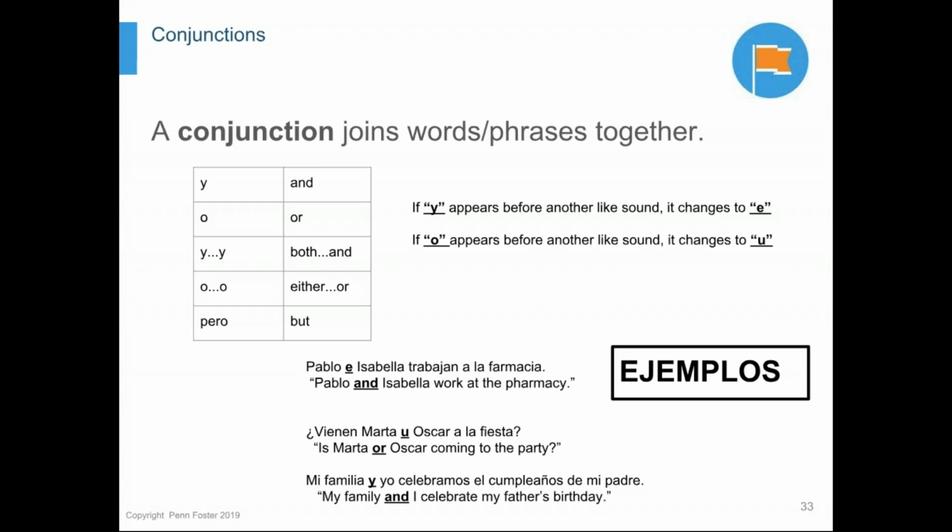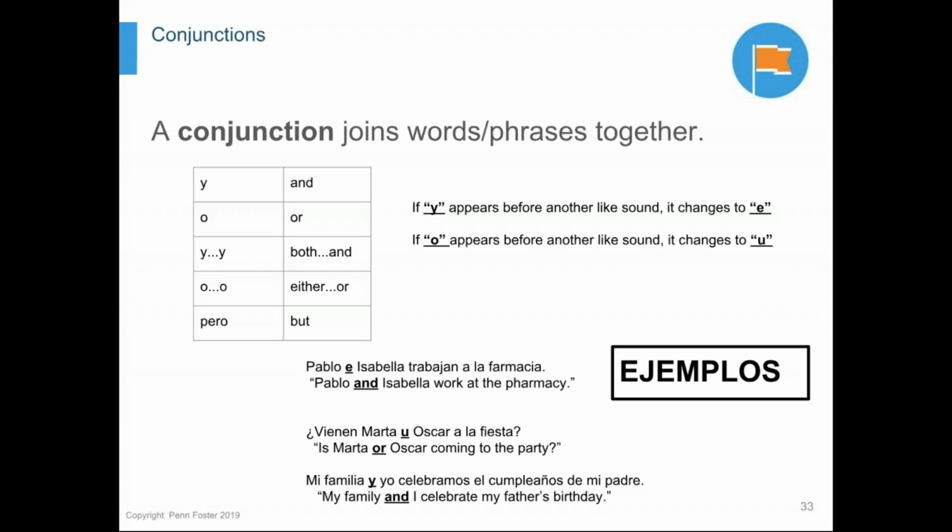Same thing goes for the letter O, right? The letter O, meaning or in Spanish, if it appears before another like sound, as you see in that second example, the question about Marta and Oscar. Since Oscar has that O sound, his name, then the letter O has to change to a U. If neither of those appears before a like sound, keep the letter Y, keep the letter O, as you can tell in that last example.